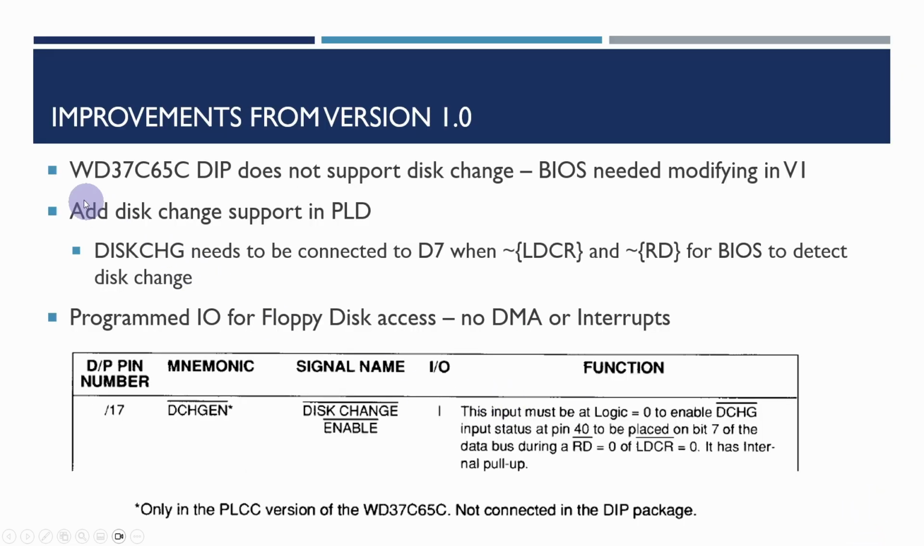So one of the improvements I've done over version 1 is because the documentation for the 3765 includes the pins for the DIP version on the left-hand side and the PLCC version on the right-hand side. And in fact, there's no pin for the disk change and disk change enable. So what we have to do is handle accessing that pin and making it available on bit 7 of the data bus when we're reading LDCR. So that's something we'll be doing in a PLD.